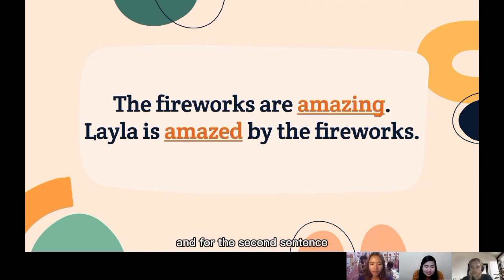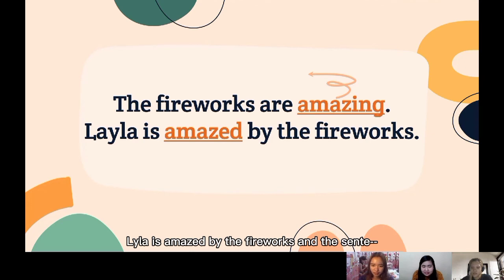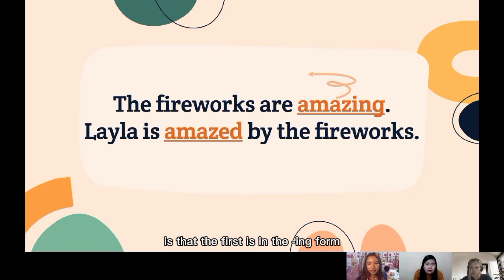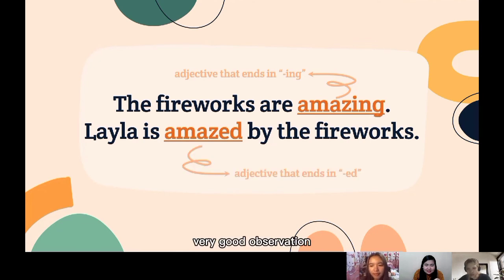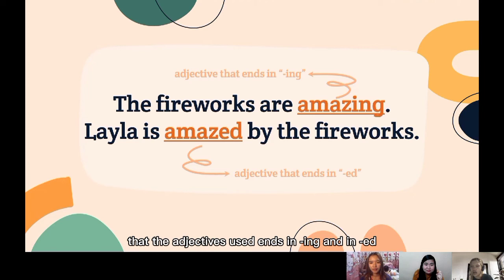And for the second sentence, Lila is amazed by the fireworks. And the adjective is amazed. The difference between the two adjectives is that the first one is in the ing form, while the second is in ed. Very good observation. Now, in sentences, you can see or observe that the adjectives used end in ing and in ed.